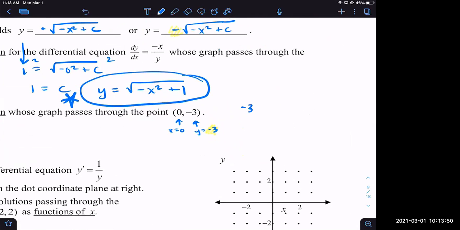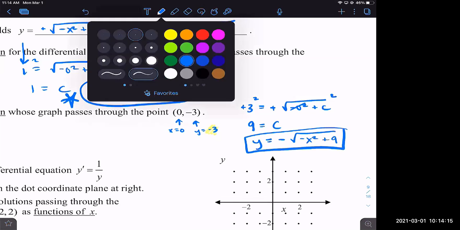So we have negative 3 equals negative square root of negative 0 squared plus c. If we solve this, we can divide both sides by a negative and just get rid of the negative. Square both sides. So 9 equals the constant. So our final answer is y equals negative square root of negative x squared plus 9.